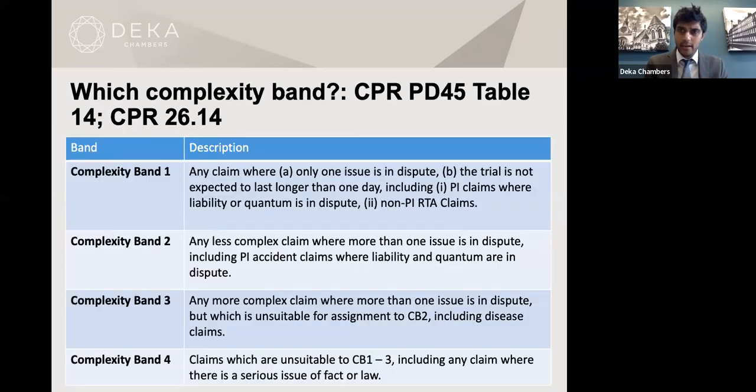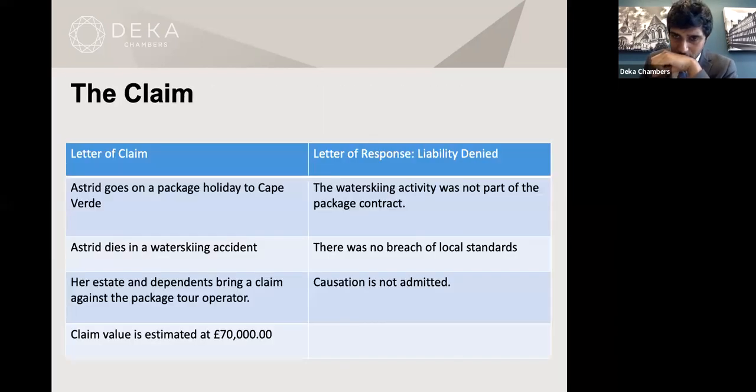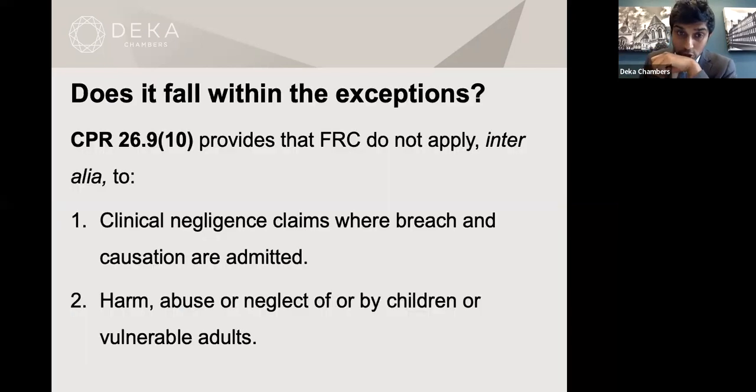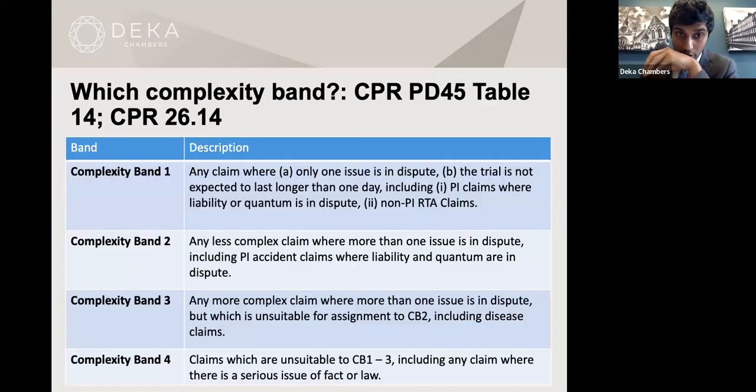So we've established that it's in the intermediate track. Now, what do we do about the complexity banding? Going back, there are three issues: the water skiing activity not being part of the package contract, breach of local standards being a denial, and causation being a non-admission or denial. So looking at this overall, I'm not going to go through each and every single one of them because most of you can read. But if you look through here, my view is that it probably would fall under complexity band 3.